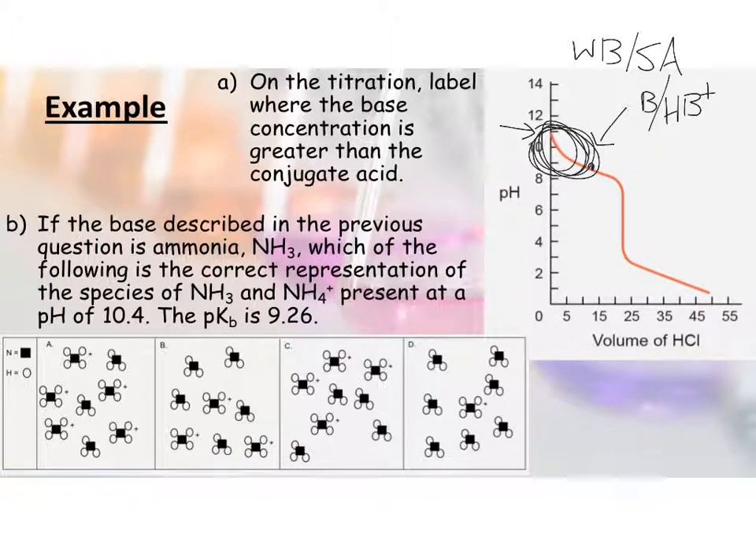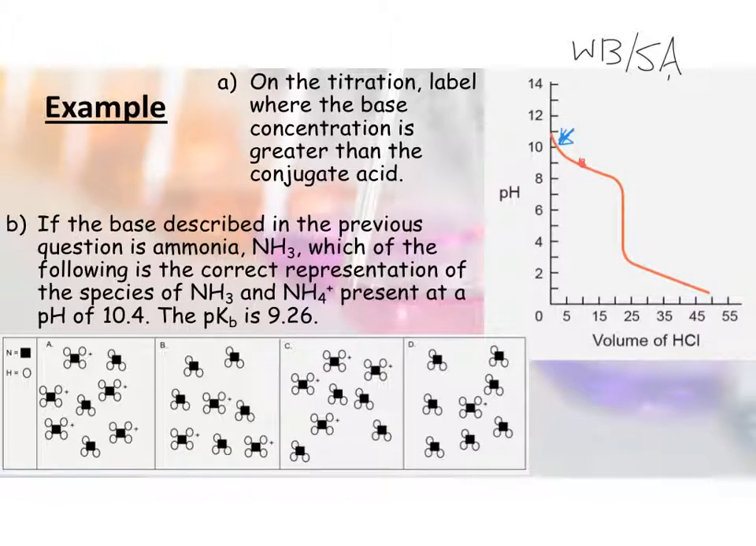Okay, the next question says if this base was ammonia, NH3, which of the following representations of the species of NH3 and NH4 plus are present at a pH of 10.4? And it tells us that our pKb is 9.26. Okay, so I'm going to erase for us real quick so that we can have a nice little discussion here. So the pKb is 9.26, so that's roughly right there in that area.